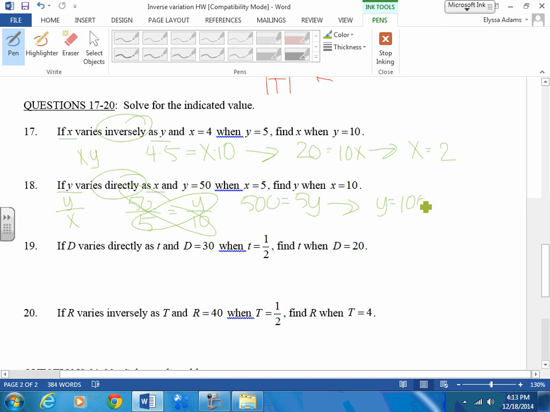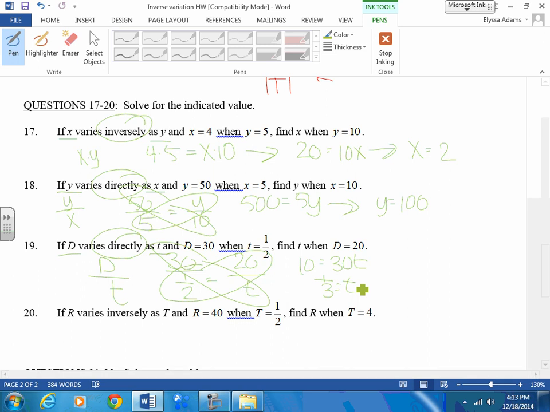19 is also direct. D varies directly as t. So we're doing d divided by t. And I've got 30 when t is 1/2, and when d is 20, we want to find t. Go ahead and cross multiply. 20 times 1/2 is 10 is equal to 30t. Divide both sides by 30, you get 1/3 is equal to t. Pretty sure that one's a repeat. You guys have already done that question on the direct variation sheet.